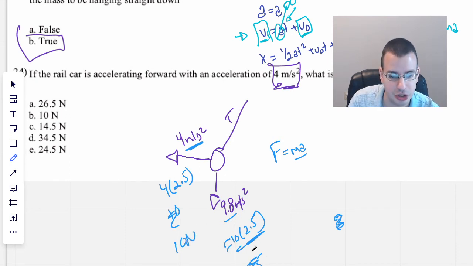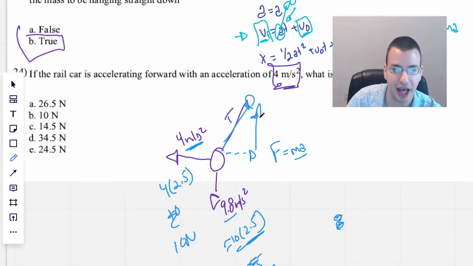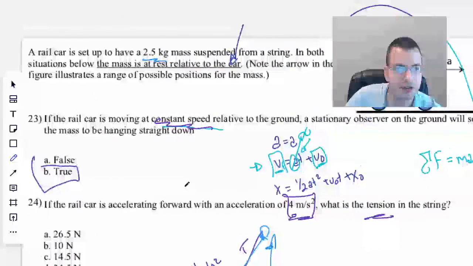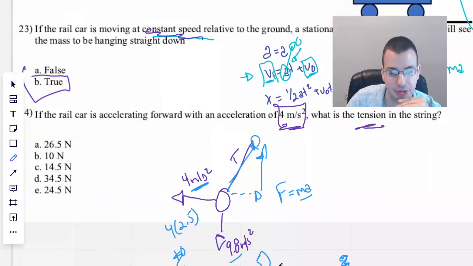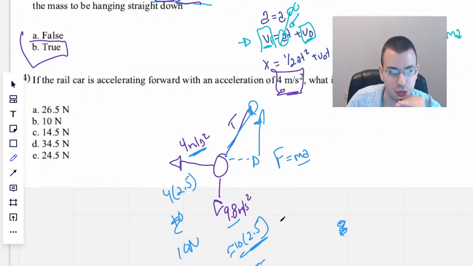These will be newtons. And so when this tension in this direction from the string, when we break it down into components, it's going to have to exactly cancel everything out. And that's because of this phrase up here, the mass is at rest relative to the car, which means there's no net acceleration at this point, or no net force as well, because the tension will be canceling out both the acceleration of the rail car and the acceleration due to gravity.